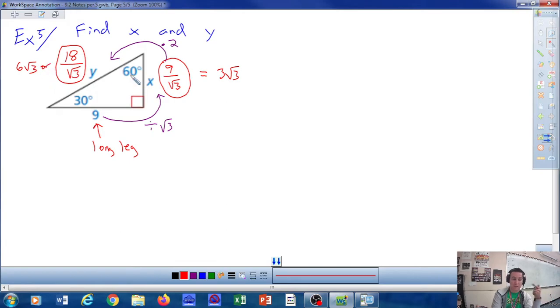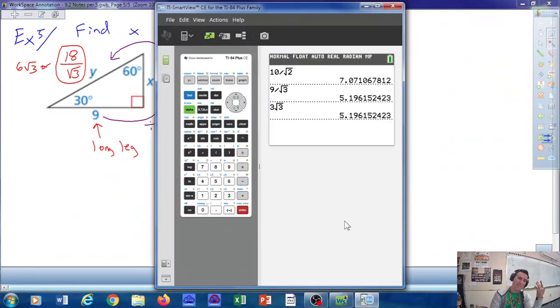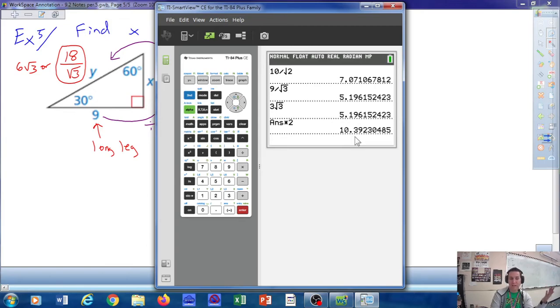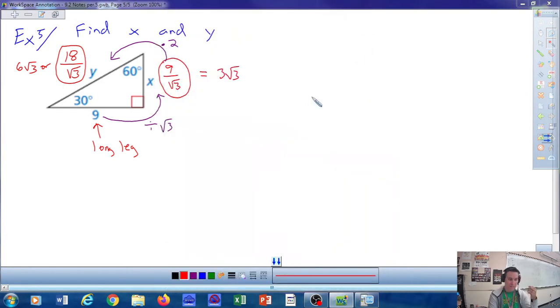Or if you want to be in decimal land, you can times that by 2 and it's 10.39. Great. You can put 10.39 there. So you can use decimals. You can leave it in square roots. You can try to simplify it if you want to attempt that.